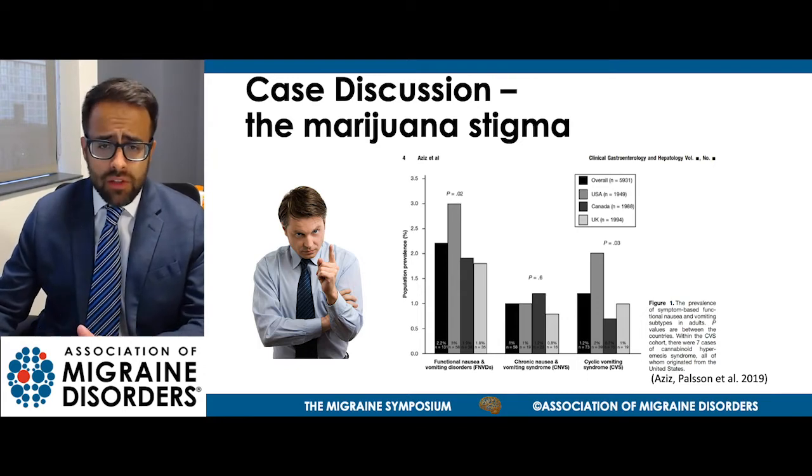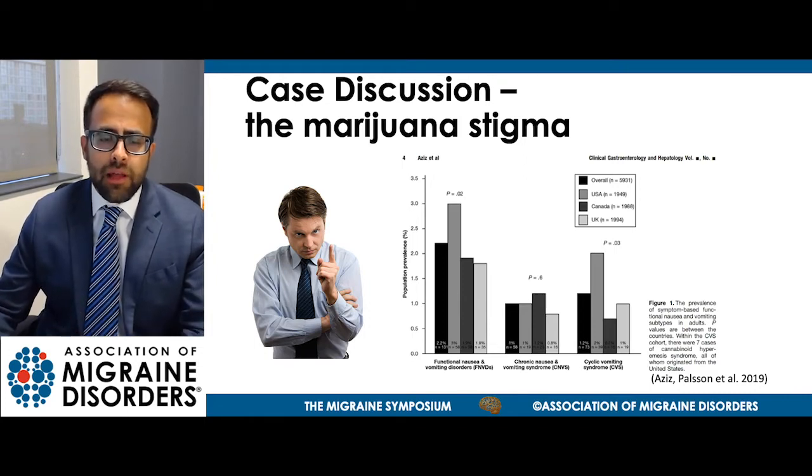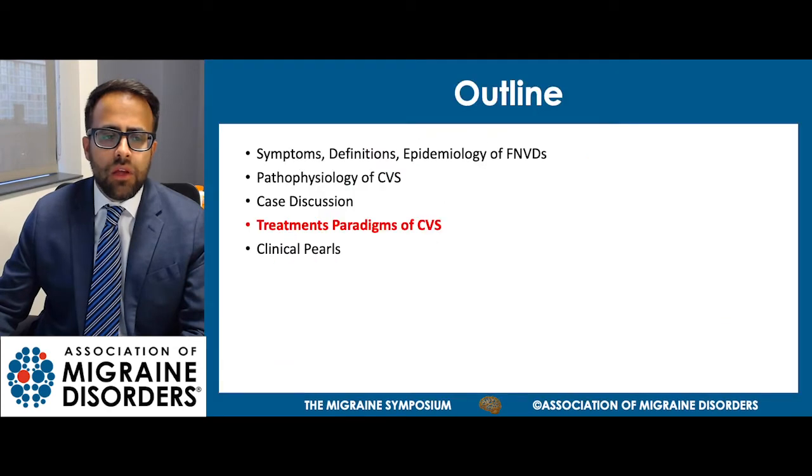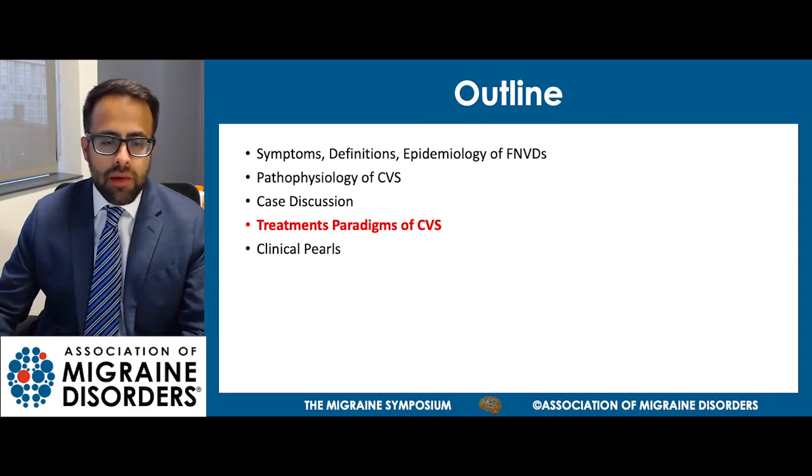I want to emphasize, though, it's not my first or second line treatment, and I don't, for example, prescribe medical marijuana to treat cyclic vomiting syndrome. It is something I may consider in people who are having a difficult time with traditional pharmacotherapy or are unable to apply other treatment modalities. So in terms of treatment paradigms for cyclic vomiting syndrome, this is going to look very similar to the way that you would treat migraines.